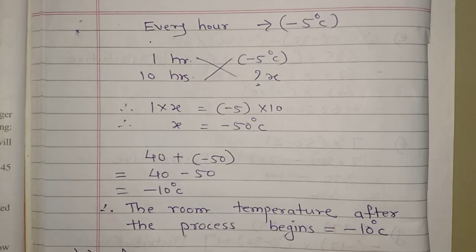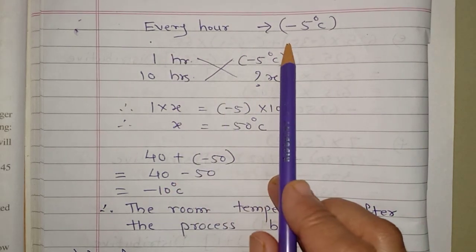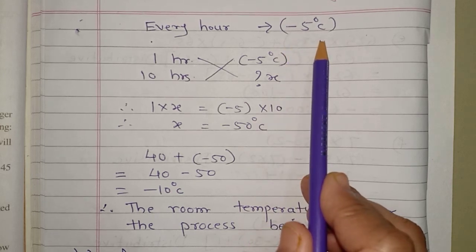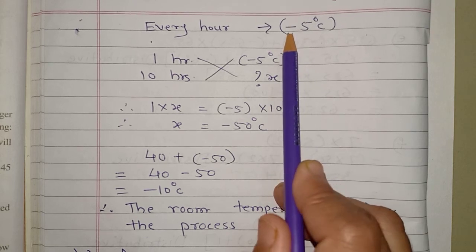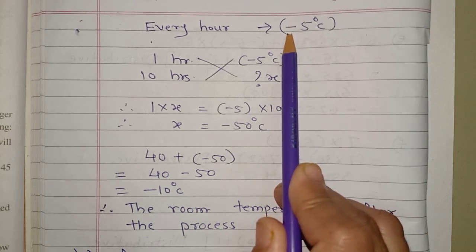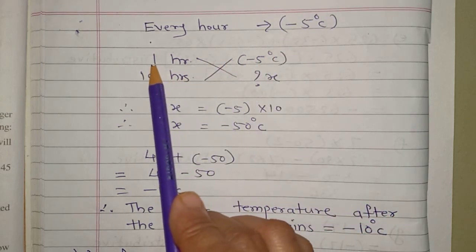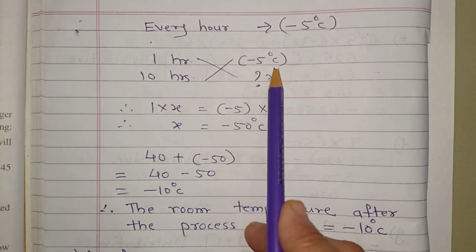Let's see how to solve this. Now see, I have written it in a very easy way. Every hour the temperature is decreasing by minus 5 degrees centigrade. Here they have not given the sign minus, but I have taken the sign minus. Why? Because it is decreasing. Okay. So for 1 hour it is decreasing by minus 5 degrees centigrade.